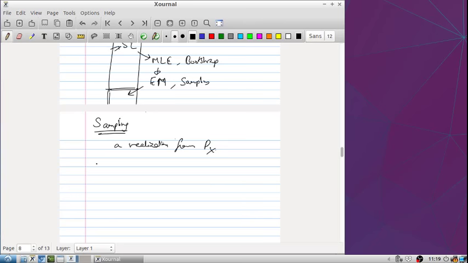And why do we need it? As in, why do we need realizations from a distribution? That's the first question. And the second thing is, how do we get samples?